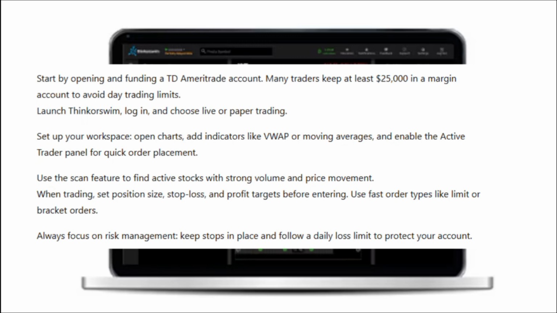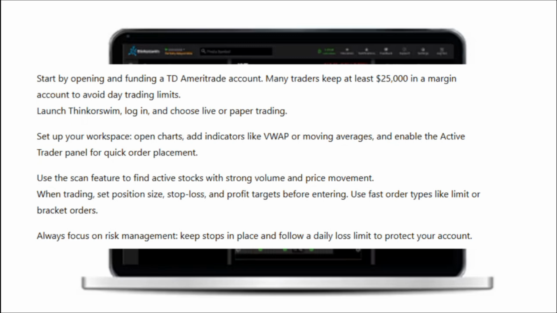Here open charts and indicators like VWAP or moving averages and enable the active trader panel for quick order placement. You can use the scan feature to find active stocks with strong volume and price movement.